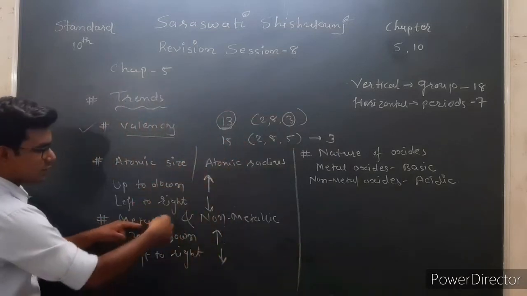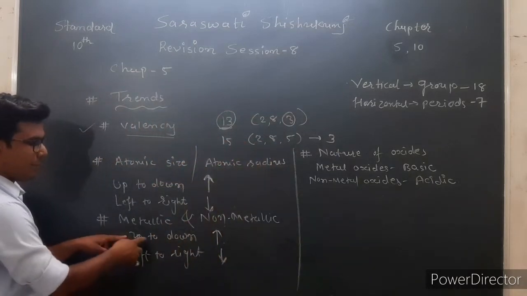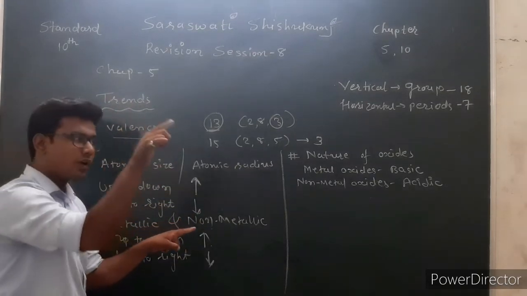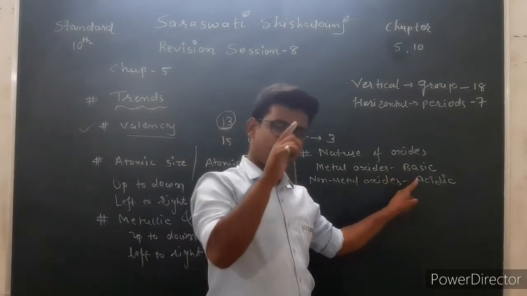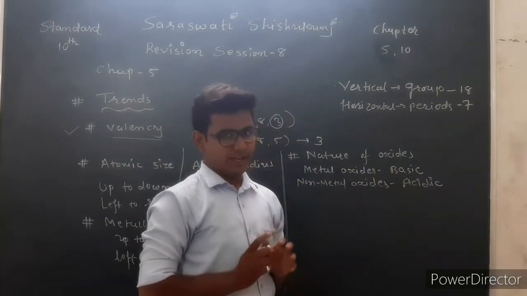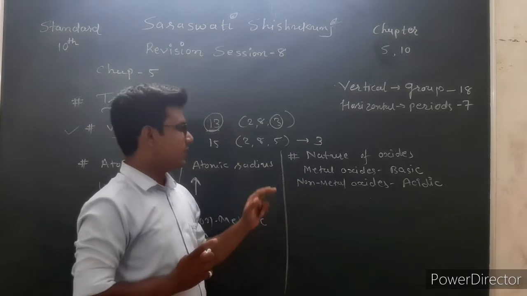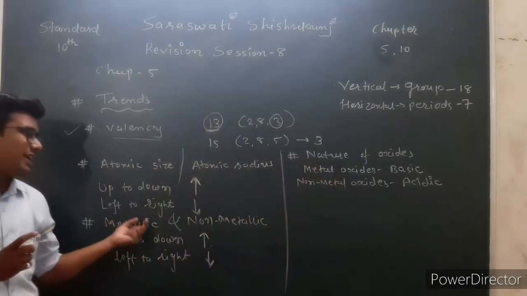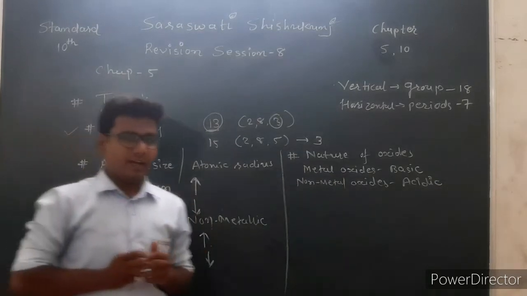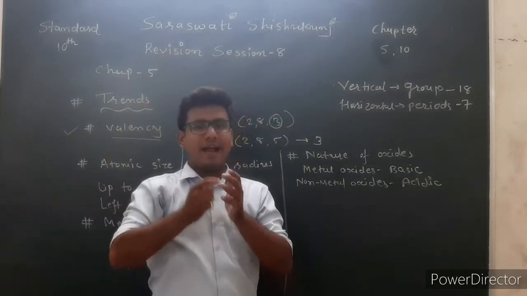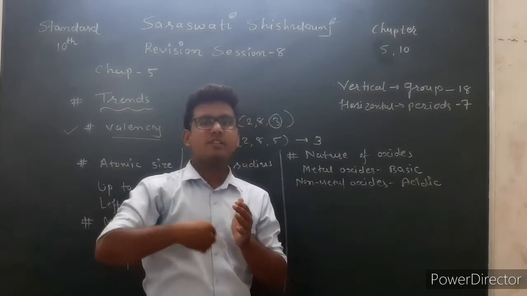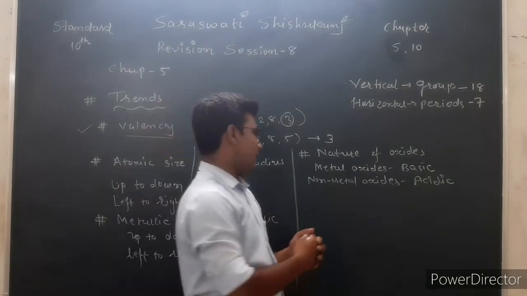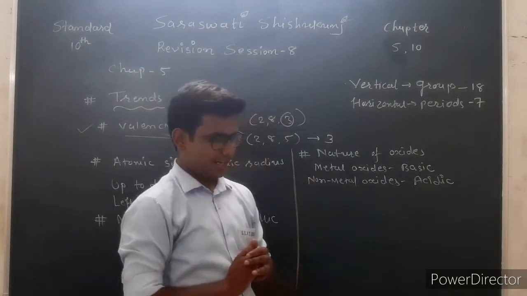If we merge both concepts, when we move from up to down, the metallic property increases, means the basicity of the oxide will get increased and acidity will get decreased, right? So we have to understand this concept of metal oxides and non-metal oxides with our metallic and non-metallic properties. Again, when we move from up to down, metallic property increases, so metal oxides are basic, so basicity will get increased, right, and acidity will get decreased.